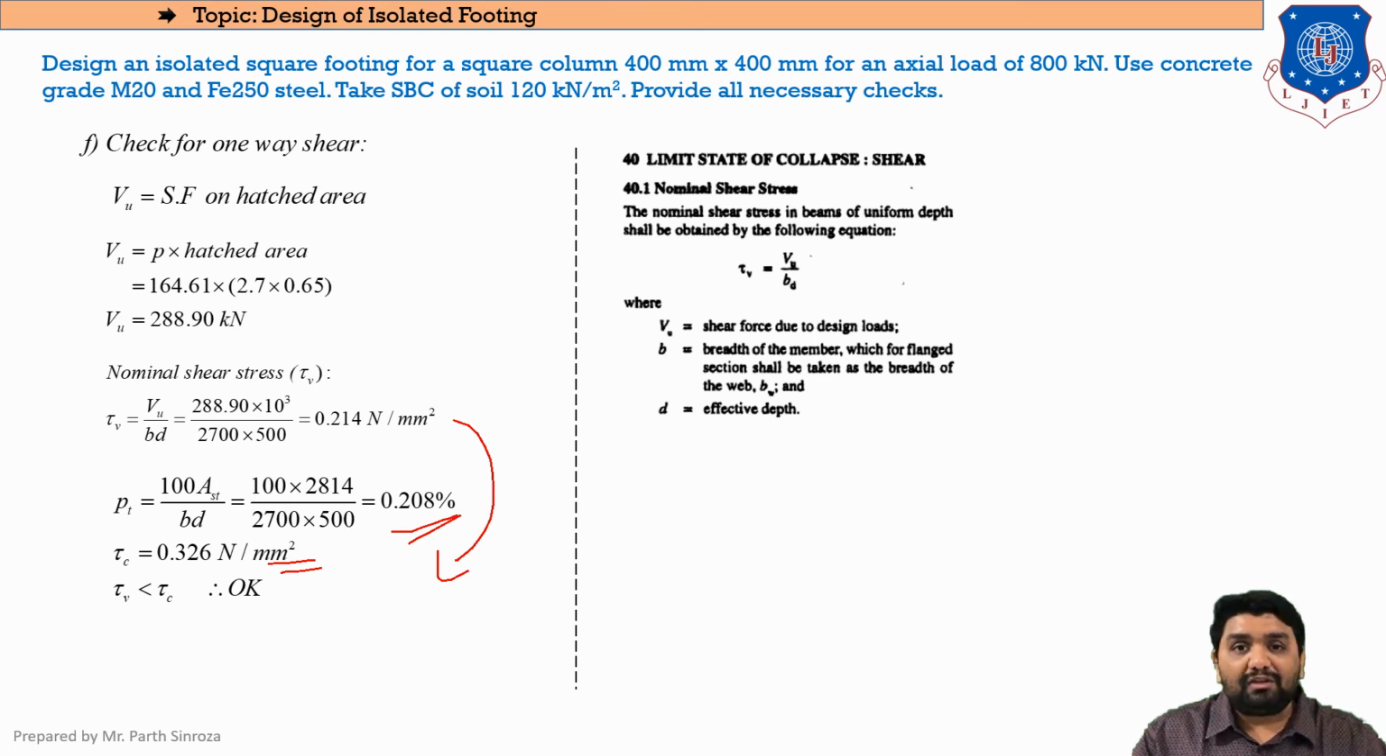The final answer should always be that tau v should be less than tau c. If tau v comes out to be greater than tau c, then the section you have opted for, the dimensions you have opted for, is incorrect. You need to change those sections. Clear? So the next thing will be to check for two-way shear.